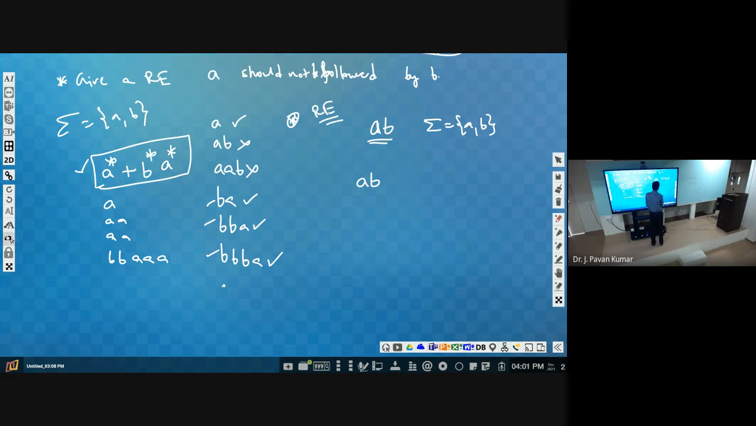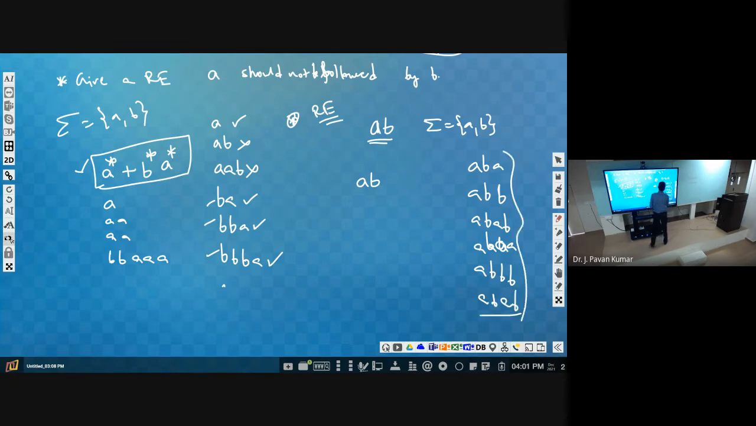Is ABA accepted or not? ABB accepted or not? ABAA, ABBB, AB. So these all will be accepted. So how can we generalize it? AB is mandatory. Afterwards, alone AB if we have, this also should be accepted.